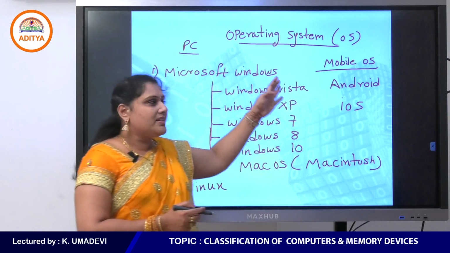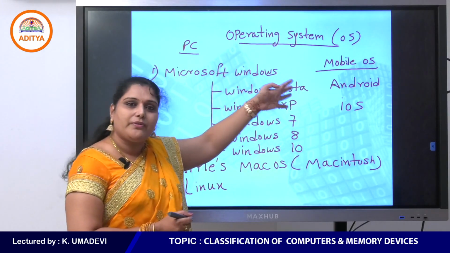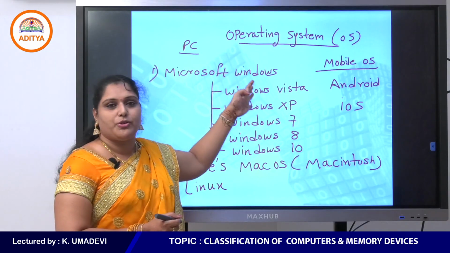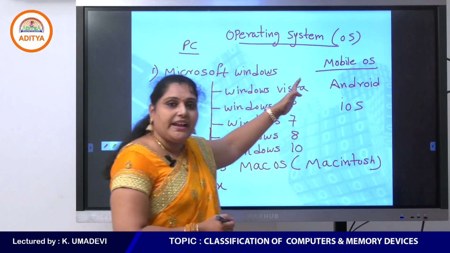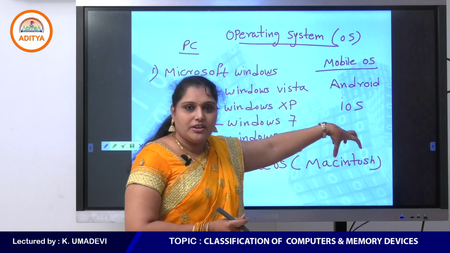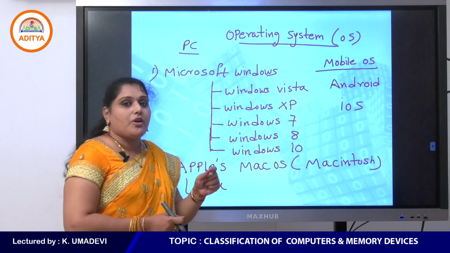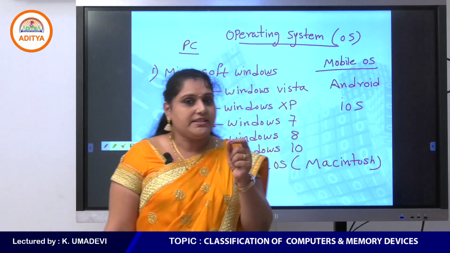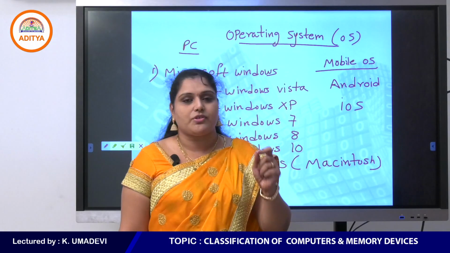Why? Because mobiles, phones and tablets are different from desktops, laptops and notebooks. So that's why they specially designed different types of operating systems depending upon the device. Okay, students? So this is about operating systems. Without an operating system, we can't run even a single application. So the operating system is called system software.